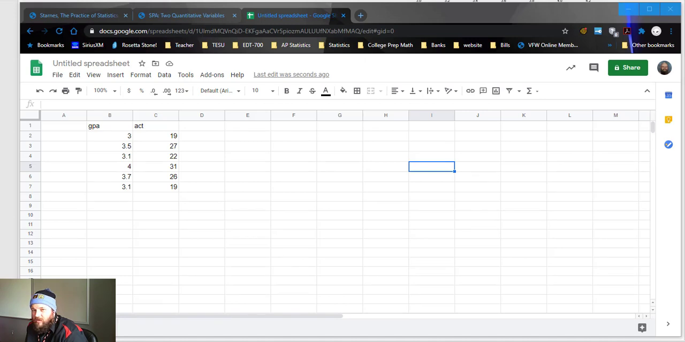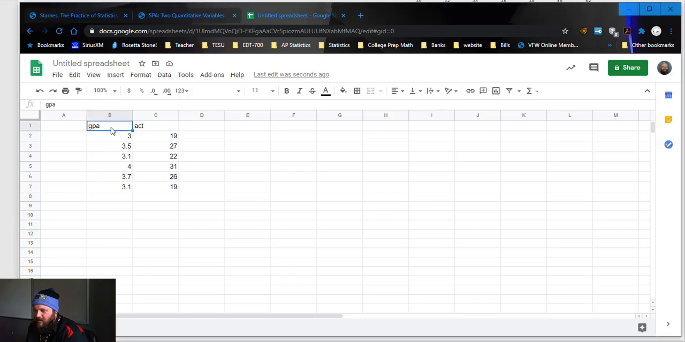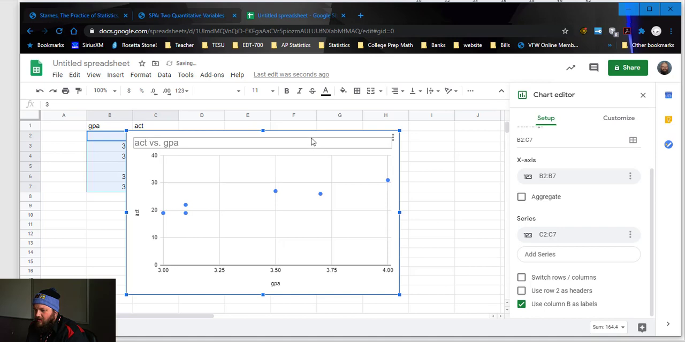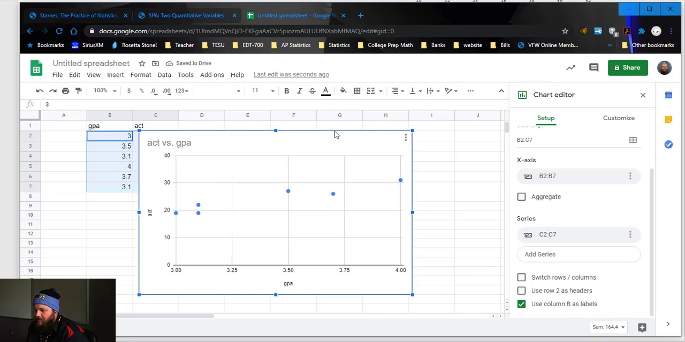Okay, to do this, we're going to use Google Sheets. As you can see here, I've already put the data in, the GPA and the ACT. To calculate your least squares regression line, you simply highlight these, then over here you'll see a little button that says Insert Chart. Click on that, and look at that, you've got a scatter plot right there.